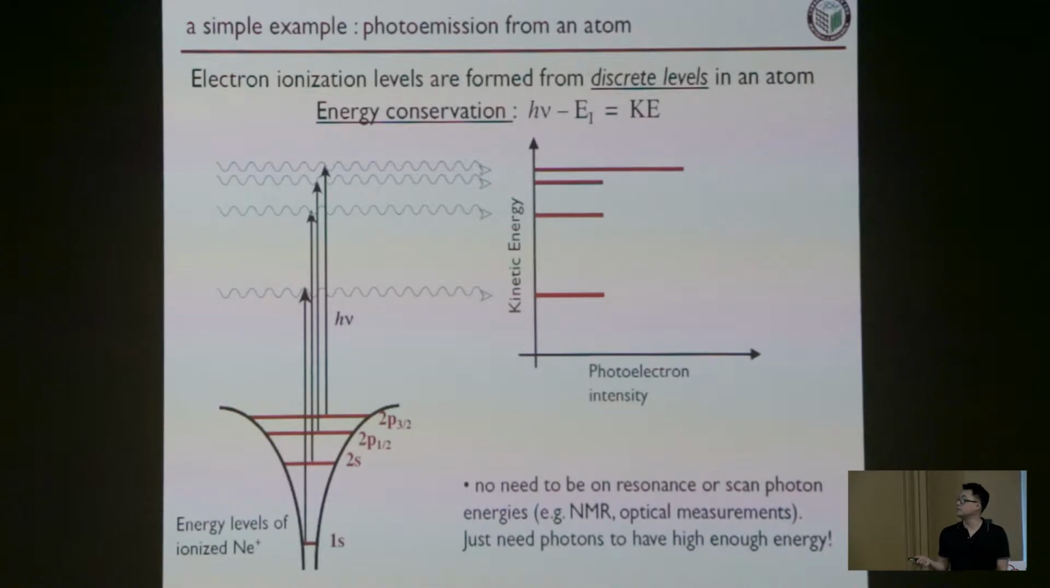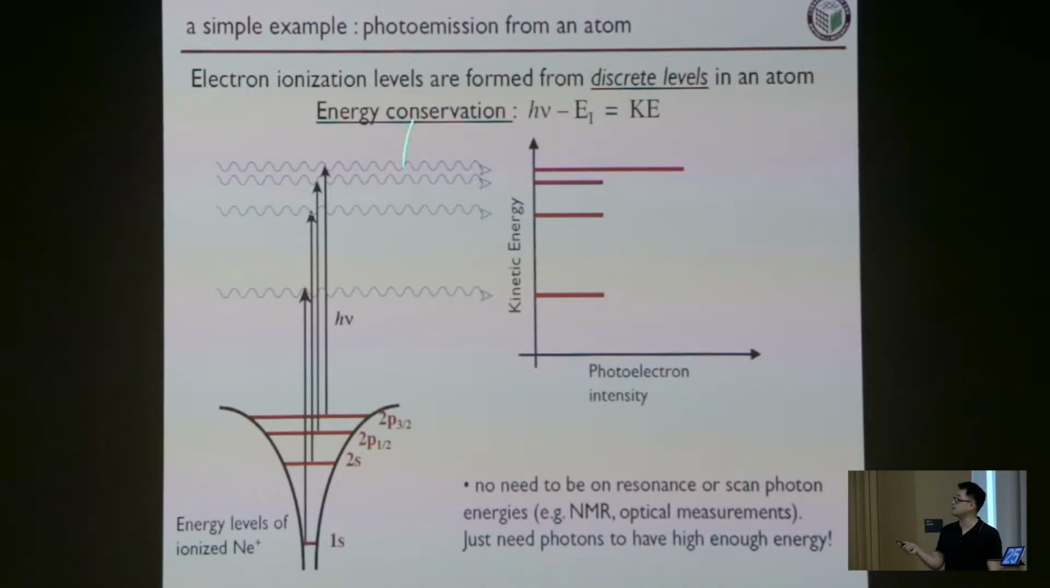Here's a very simple picture of how this works. If we start with just an atom in free space, you just have core levels, 1s, 2s, and so on. If you come in with sufficiently high energy photons, let's say X-rays, energy conservation will eject electrons to some free electron state. Imagine you had a little detector measuring the kinetic energy. You would basically measure these core levels, which correspond to the energy levels of the electrons when they're inside the ion.